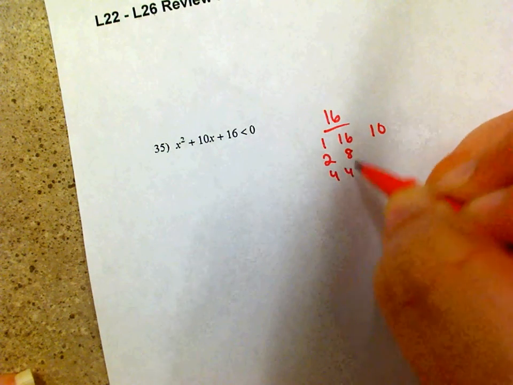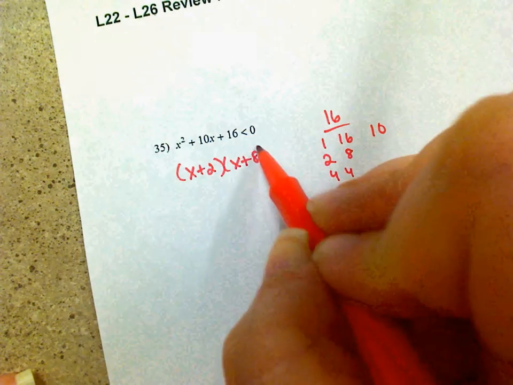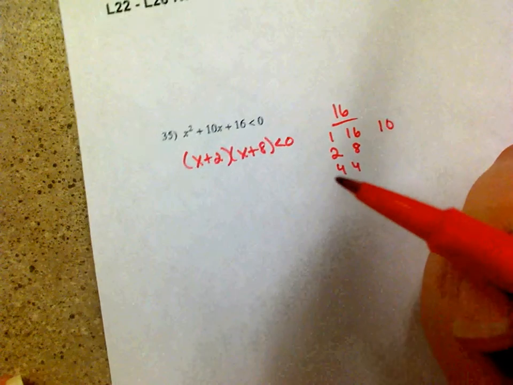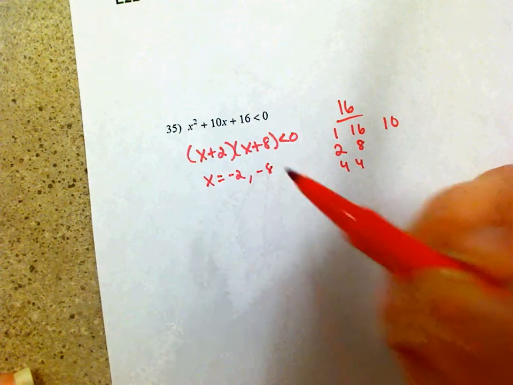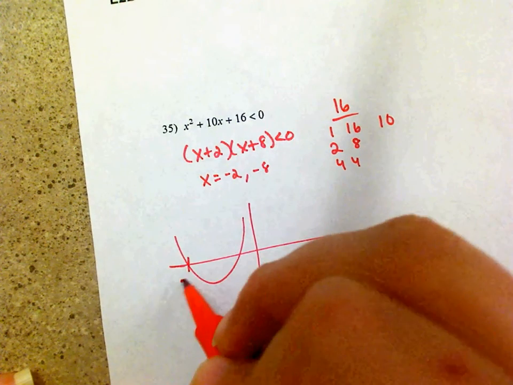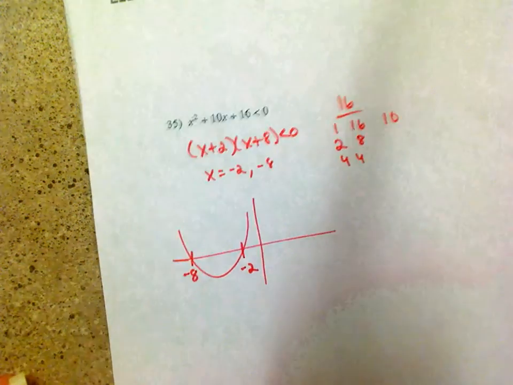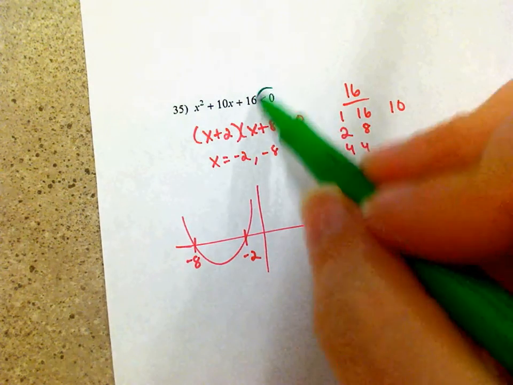So, if that's a negative 8 and that's negative 2, the only question is, what's the problem asking me? When are we less than 0? We're less than 0 when we're below the x-axis, so between these two numbers. So, negative 8 and negative 2, parentheses, because it doesn't say equal to. And there's my review.